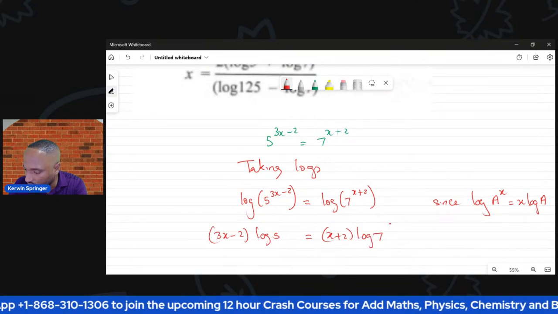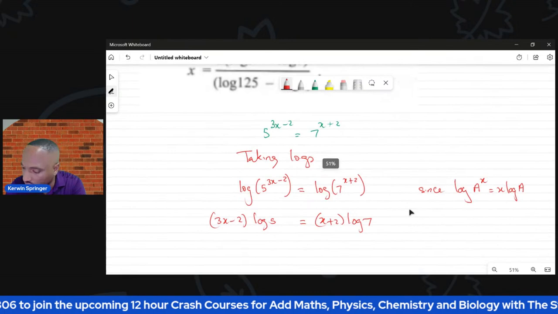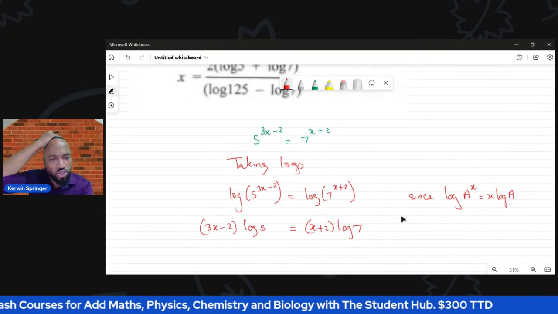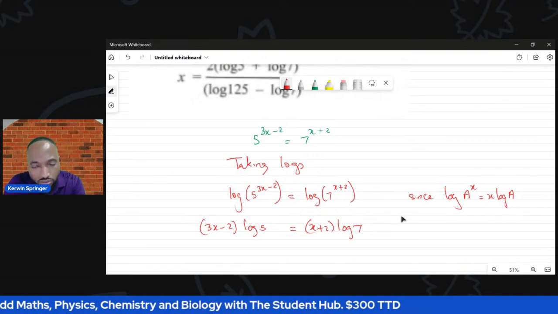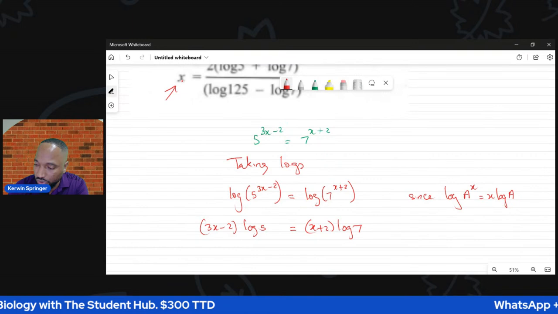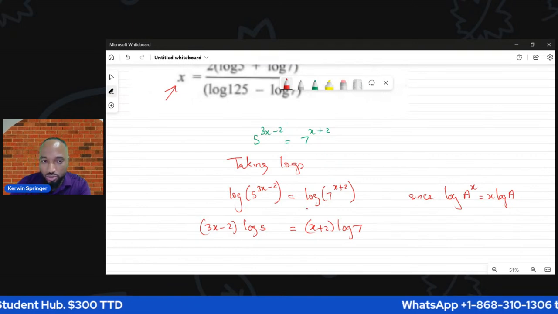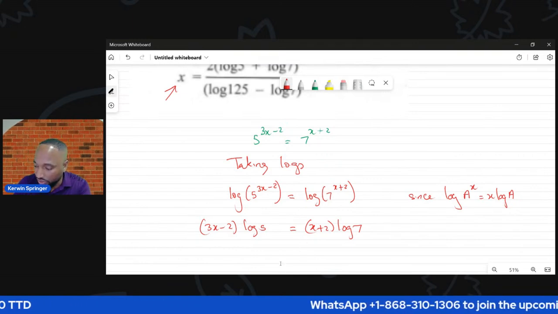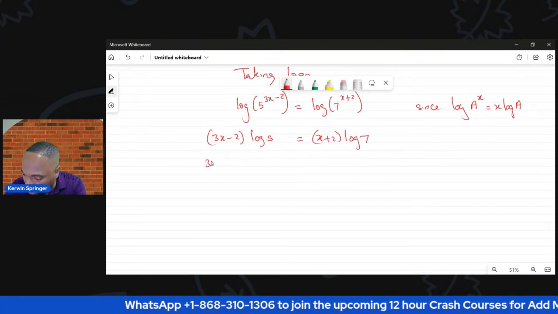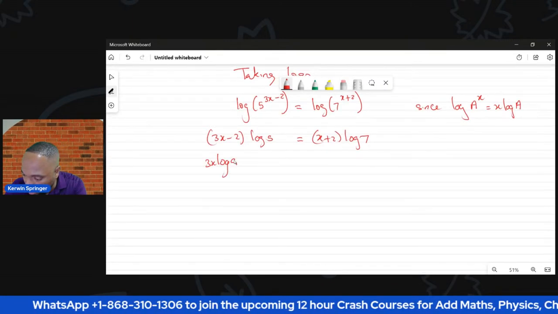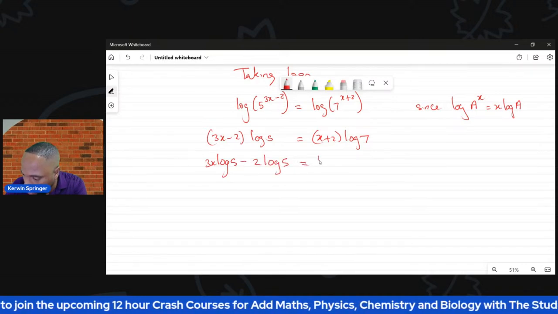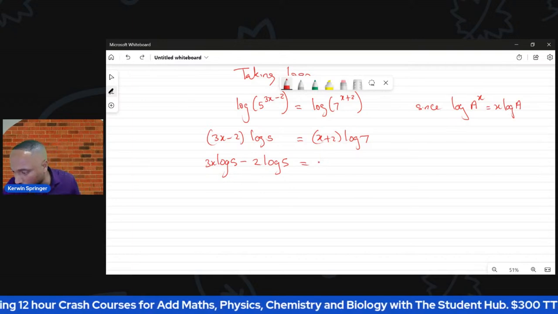(x plus 2) log of 7, and we're trying to get the x out. So I guess if we distribute and factorize, trying to get x, we should be in a nice spot. We might be in a nice place in life, right? So let's proceed. We just multiply the log 5 by everything. This is what happens when you distribute.